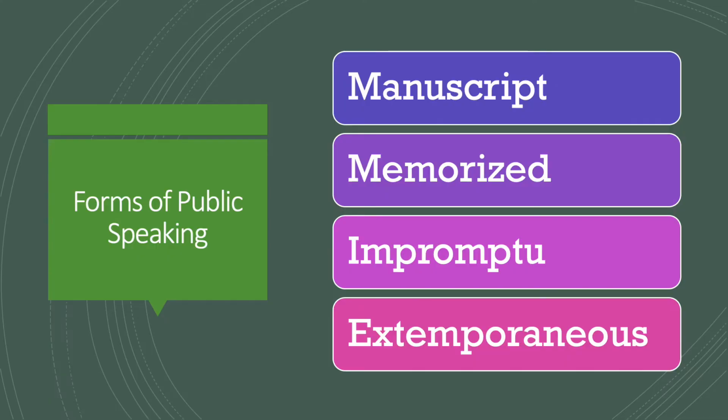So as your textbook notes, there are four primary forms of public speaking: the manuscript, the memorized, the impromptu, and the extemporaneous. Now we're going to talk a little bit about these. Their definitions are in your textbooks, so if you're not remembering them, please do go back and look.